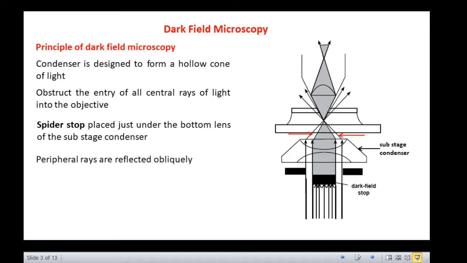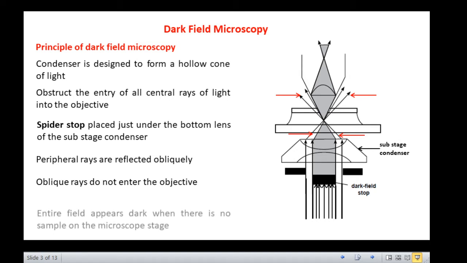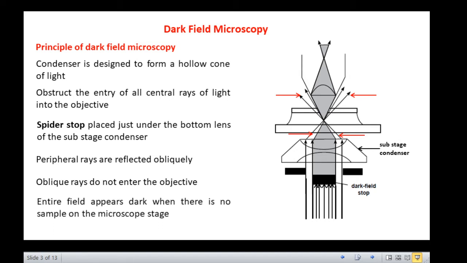All peripheral rays are reflected obliquely to the center of the slide when a strong light source is used. The oblique rays do not enter the objective. The entire field appears dark when there is no sample on the microscope stage, thus the name dark field microscopy.